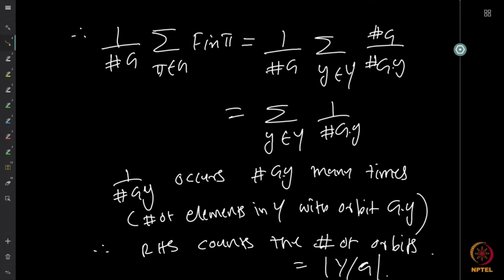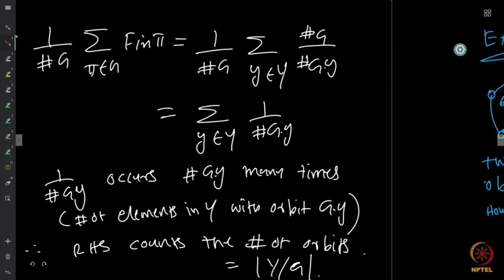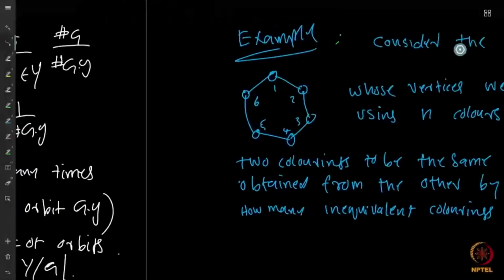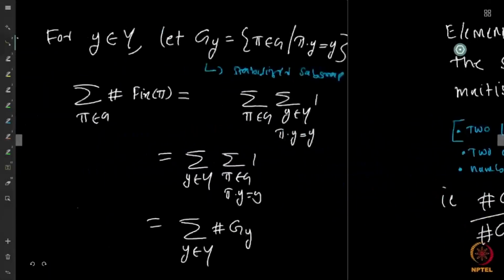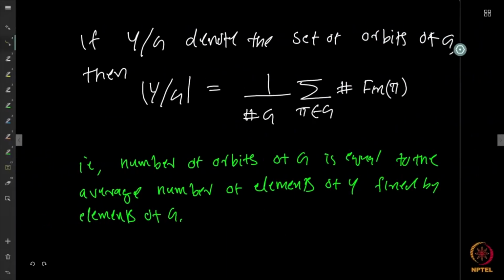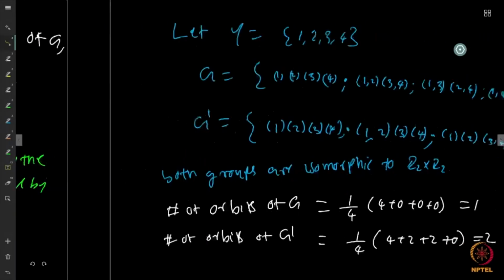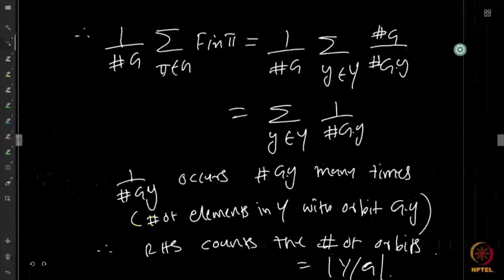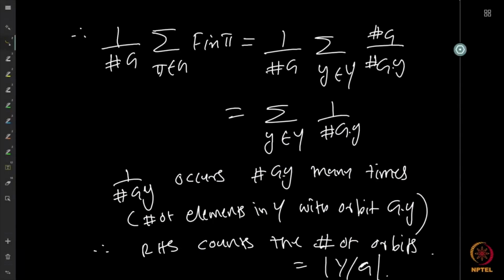The cardinality of Y mod G is equal to 1 by cardinality of G summation of fixed pi, the cardinality of fixed pi. So that is Burnside's lemma. Here I think I need to write the cardinality of Y. Okay, yeah. So that is Burnside's lemma.